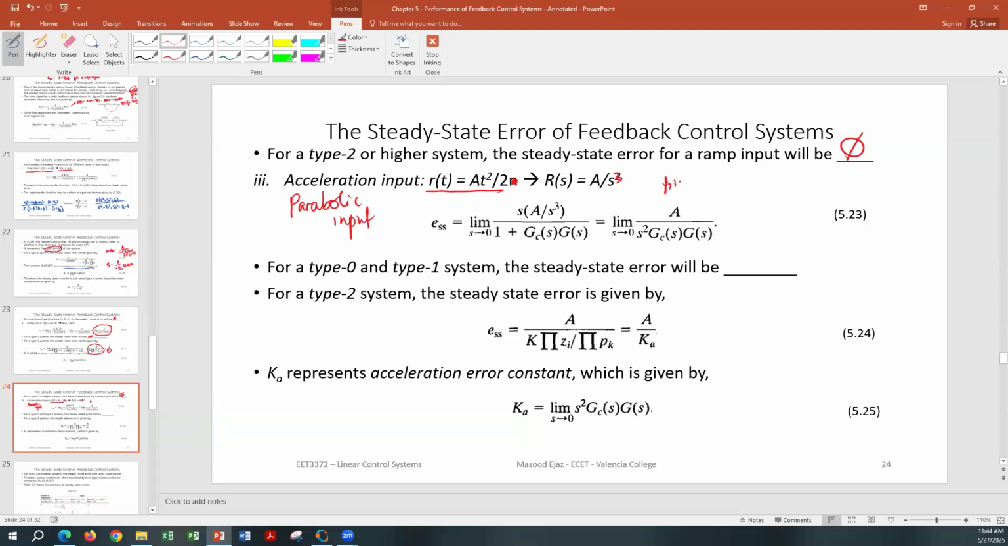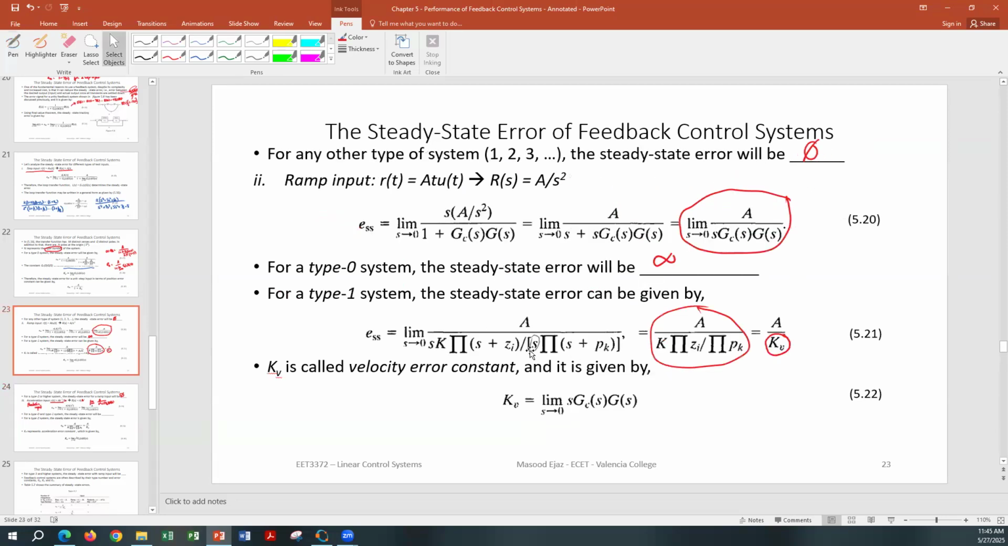The middle step is the limit s tends to 0 of A over s squared plus s squared GC(s) G(s), once you simplify that. When you put s equal to 0, this term becomes 0, and you are left with A over s squared GC(s) G(s). So for type 0 and type 1 system, what are we expecting?